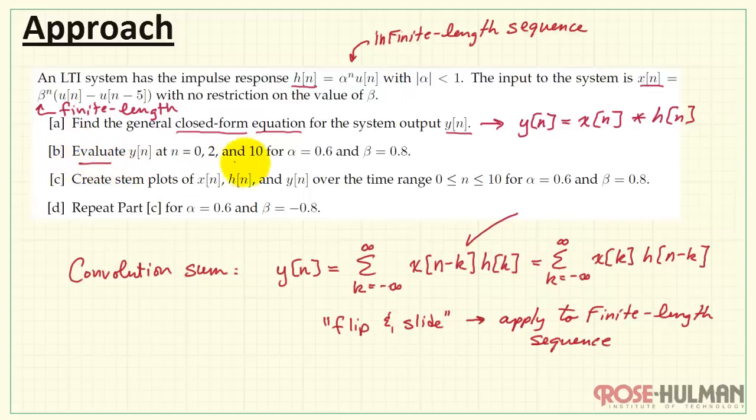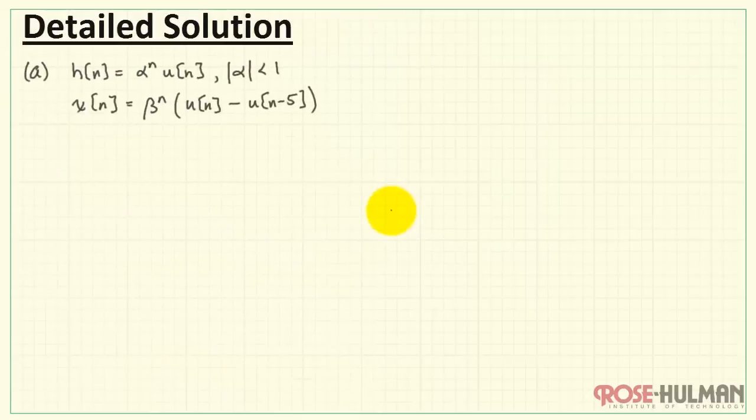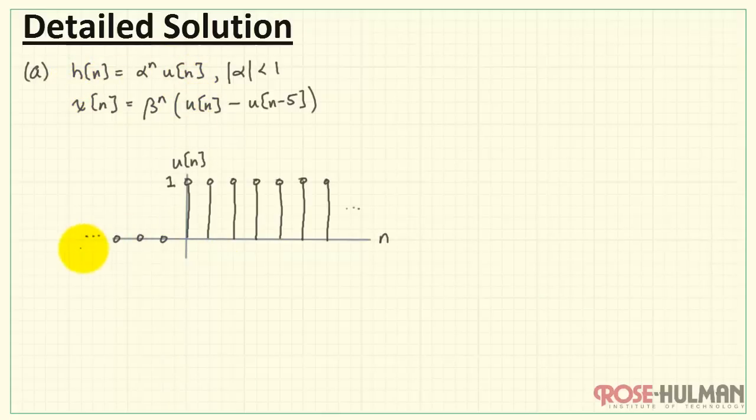In part B, we will take our closed form equation and evaluate it for specific values of alpha and beta at specific times. I'll recommend the calculator for that. And then we want to create stem plots for x, y, and h. Computer plotting tool works well for that. All right, let's get down to the detailed solution.